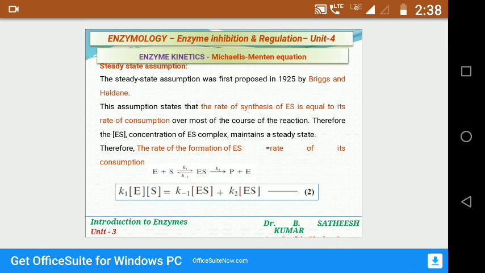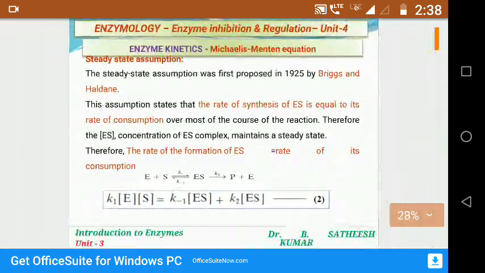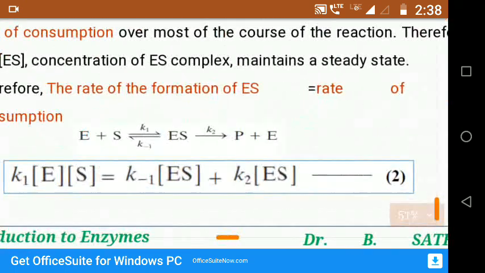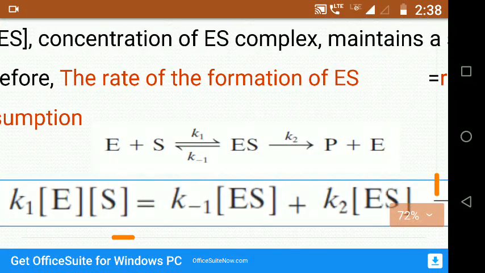According to the steady state assumption proposed by Briggs and Haldane, the rate of synthesis of the enzyme substrate complex is equal to its rate of consumption. So that means the enzyme substrate level will be constant during most of the time of the enzymatic reaction. If we use an excess amount of the substrate, then what happens? The number of enzyme substrate complex molecules will be the same.